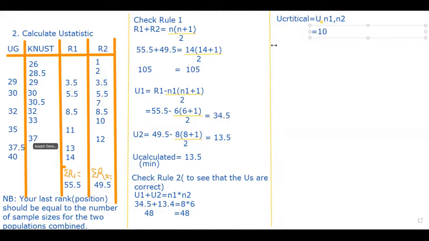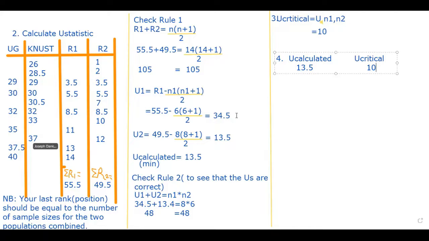Okay. So this was the third step. And let me move on to step 4, where we decide. You get it? So with this one, you calculated U is 13.5. And the U critical, okay? The U critical is what? 10.